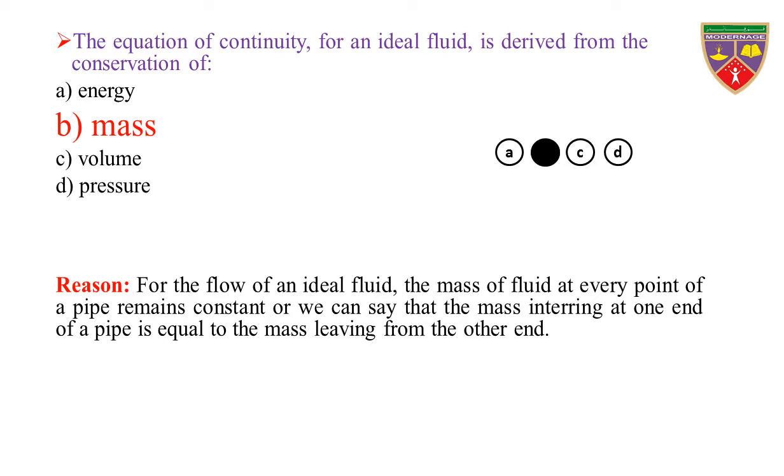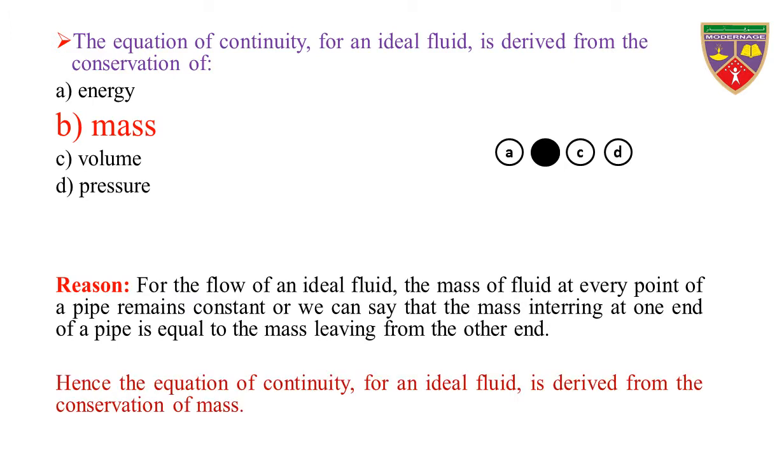Reason: for the flow of an ideal fluid, the mass of fluid at every point of a pipe remains constant, or we can say that the mass entering at one end of a pipe is equal to the mass leaving from the other end. Hence, the equation of continuity for an ideal fluid is derived from the conservation of mass.